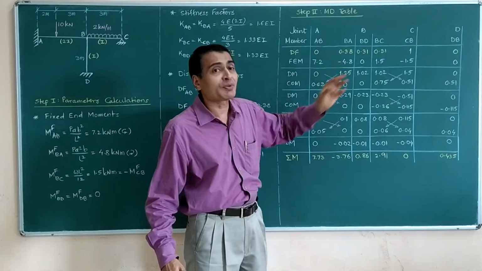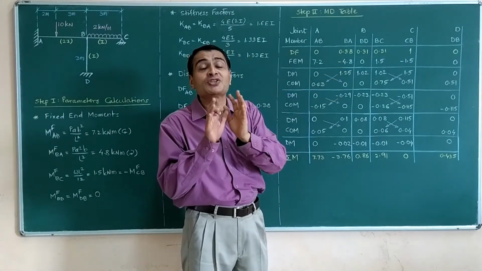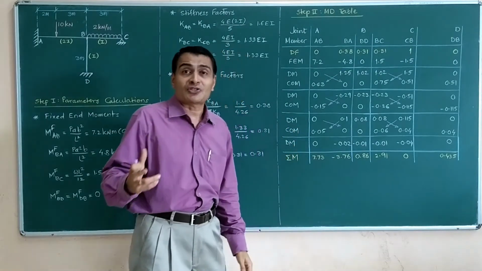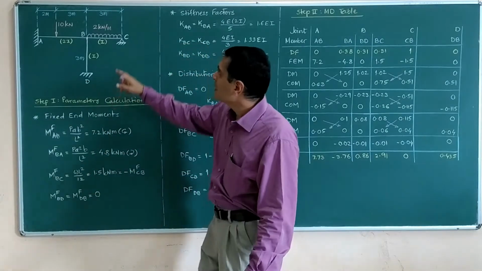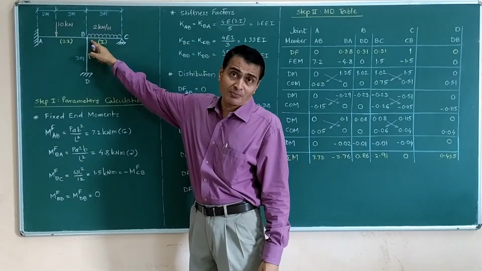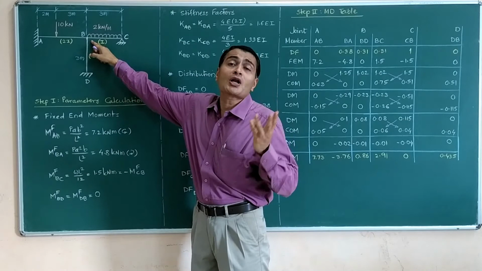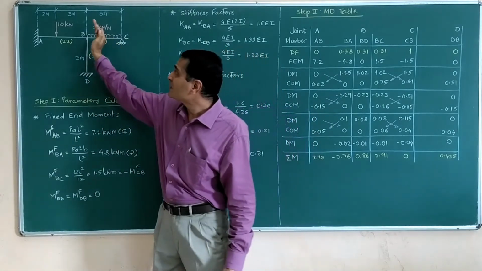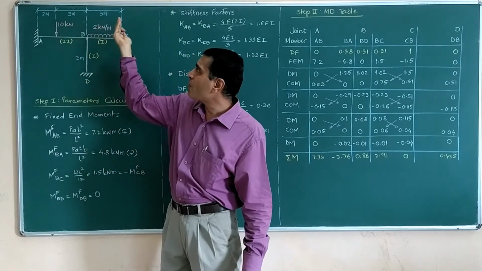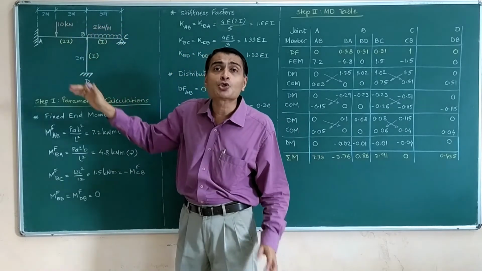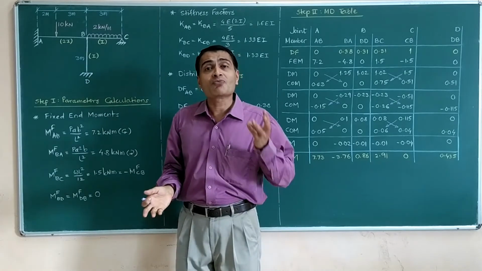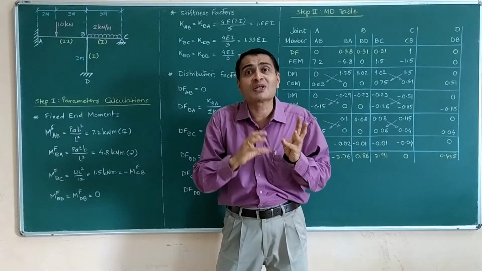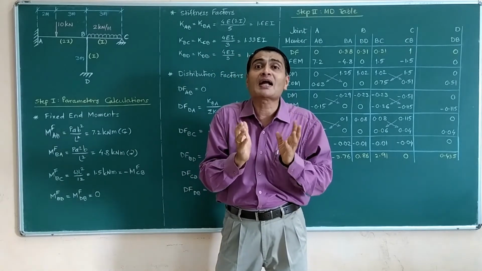So write the entries, whether distribution factor or fixed end moments, correctly. Now, how do I check the balance? Try to understand: B is a rigid joint between 3 members. For equilibrium, for balance of this joint, it is essential that M of BA plus M of BC plus M of BD should be equal to 0. The sum of these 3 moments, taking care of clockwise, anti-clockwise, plus and minus, should be 0.